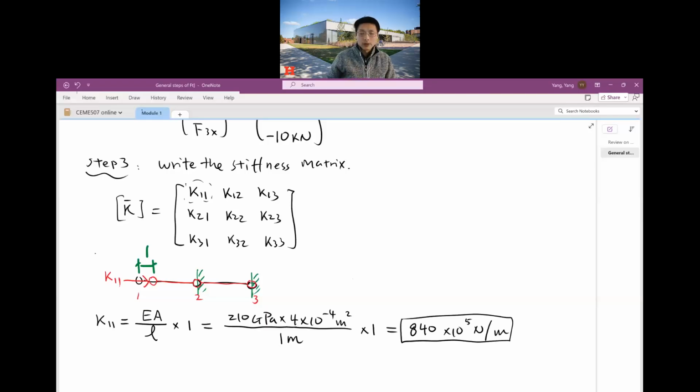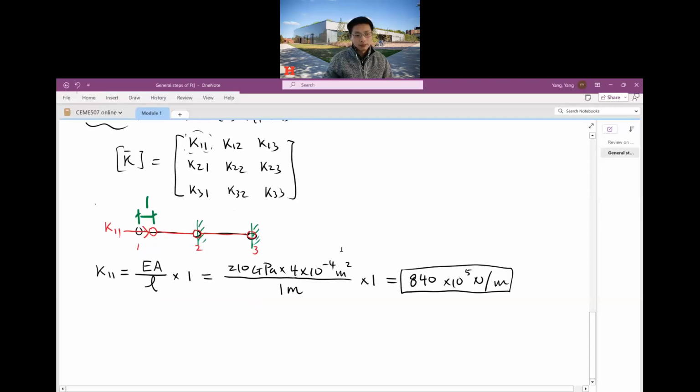So this is the force that is needed to induce a unit displacement along the one when the others are fixed. So this is what K11 means.